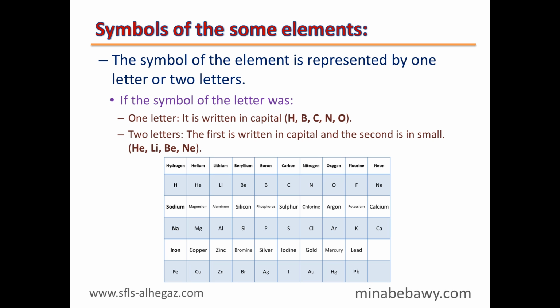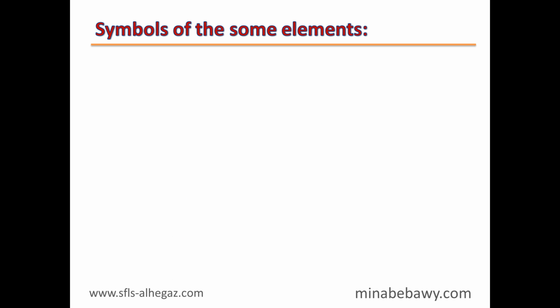If the symbol is formed from 2 letters, the first one must be written in capital and the second one in small. For example, helium, H capital e small. Lithium, L capital i small. Beryllium, B capital e small. Neon, N capital e small, and so on.